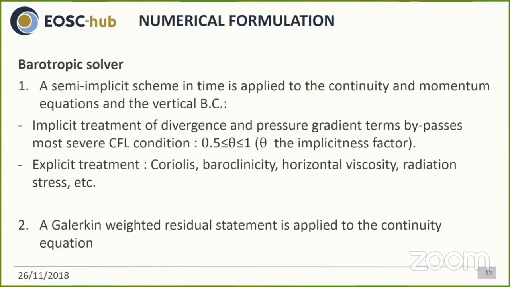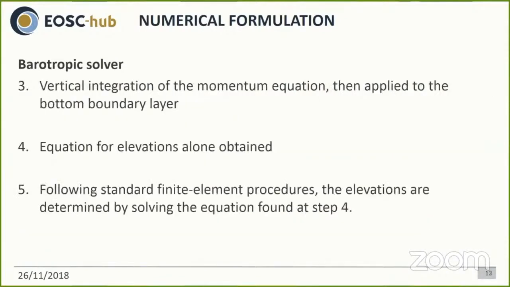Here are the main steps of the barotropic solver. First, a semi-implicit scheme in time is applied to the continuity and momentum equations and the vertical boundary conditions. Divergence and pressure gradient are treated implicitly, which allows to bypass most CFL conditions. The other terms like Coriolis, baroclinicity, horizontal viscosity, and radiation stress are treated explicitly. Then, a Galerkin weighted residual statement, which is a finite element method, is applied to the continuity equation. The momentum equation is vertically integrated and then applied to the bottom boundary layer, which leads to an equation for elevations only. Finally, following finite element procedures, the elevations are determined at all nodes by solving the equation found at step 4.